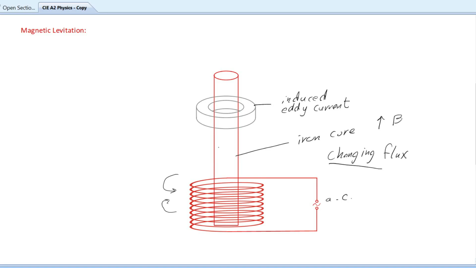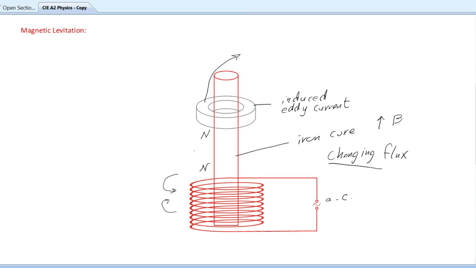And this current will oppose the change in flux. So if you have at a certain time a north pole here, you will induce a north pole here. This will cause repulsion, and you will find that this ring will just shoot up out of the rod, and this is due to the repulsion between the two magnetic fields.